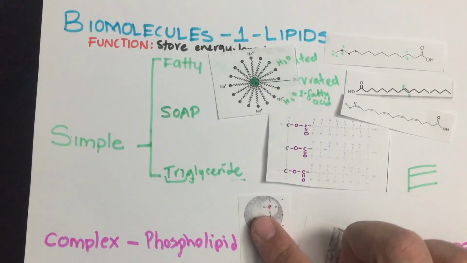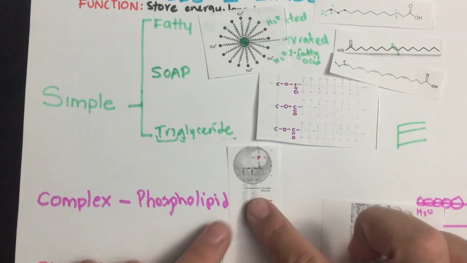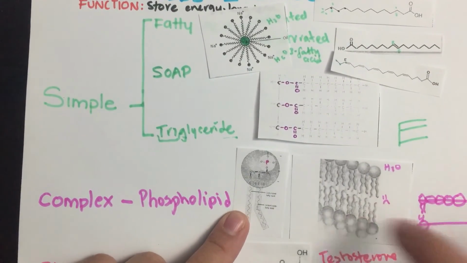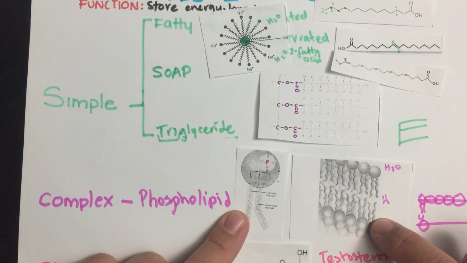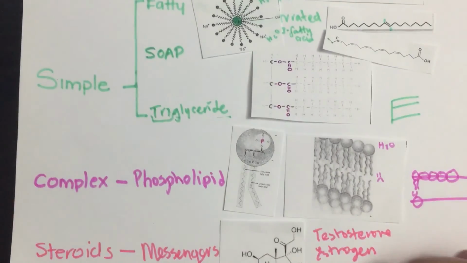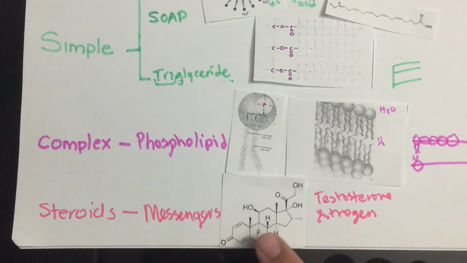Then we have the complex lipids, one example is the phospholipid, involved in the formation of plasma membranes, the initiation of life. And finally, we have steroids, which have this special structure, 3 bedrooms and a bath, and they are mostly hormones.